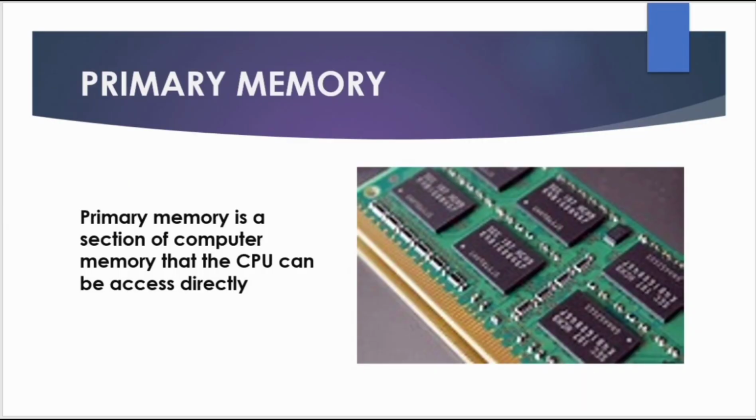Today we will discuss primary memory. Primary memory is a section of computer memory that the CPU can access directly.